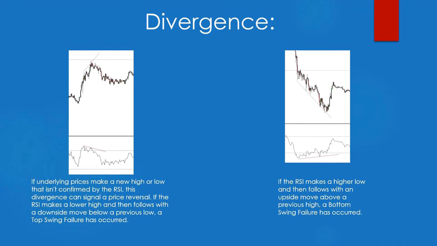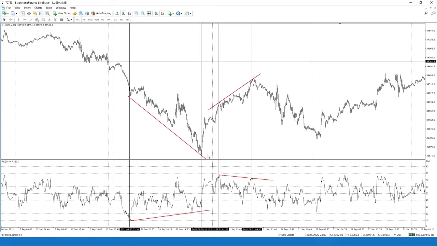The RSI oscillator is one of the best indicators when it comes to spotting divergence in the market. If the underlying price makes a new high or low that isn't confirmed by the RSI, this divergence can signal a price reversal. If the RSI makes a lower high, then follows with a downside move below a previous low, a top swing failure has occurred. If the RSI makes a higher low and then follows with an upside move above a previous high, a bottom swing failure has occurred.